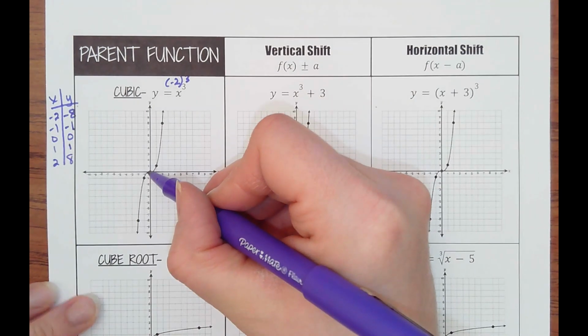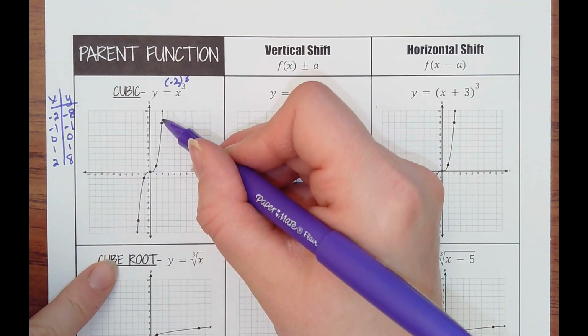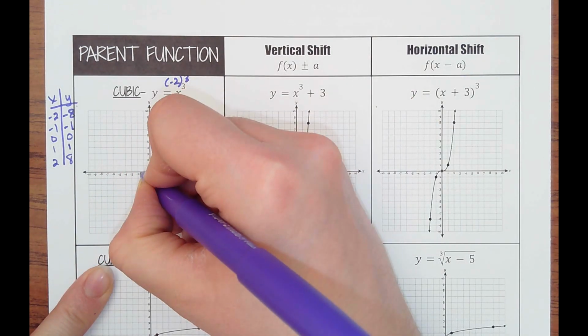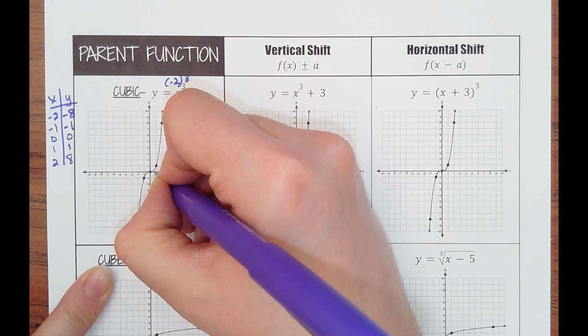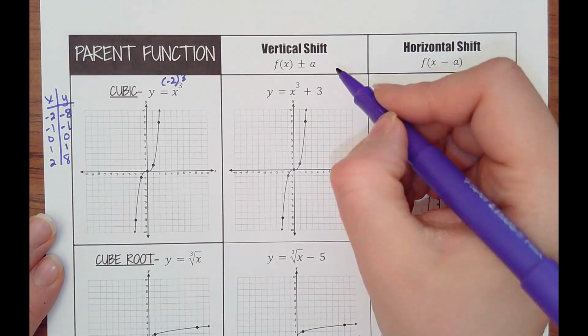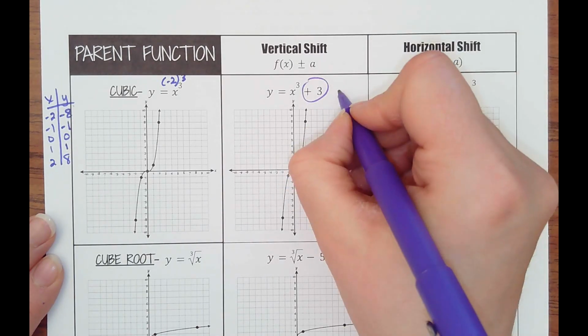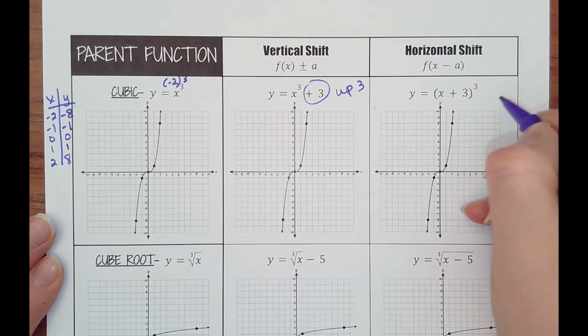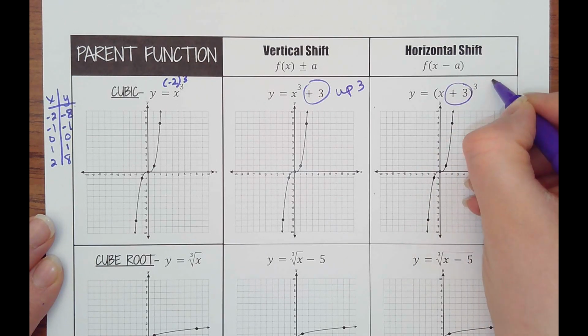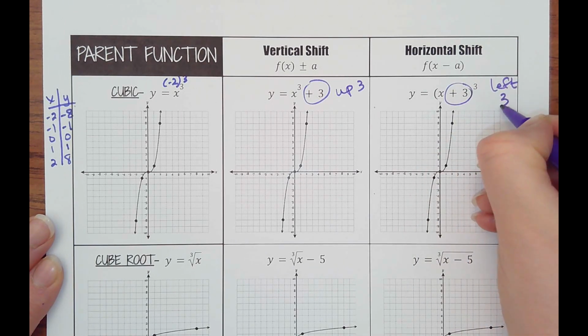So you see where there's a symmetry kind of diagonally here, where it's -2, down 8, -1, down 1, 0, 0, right 1, up 1, right 2, up 8. So that's what that looks like. So you can imagine that if I have x cubed plus 3, that went up 3. And if I have x plus 3 cubed, it actually went left 3.